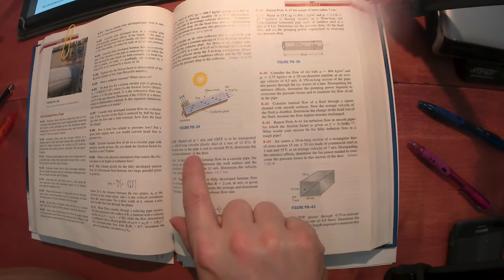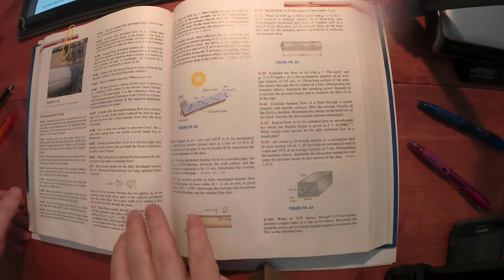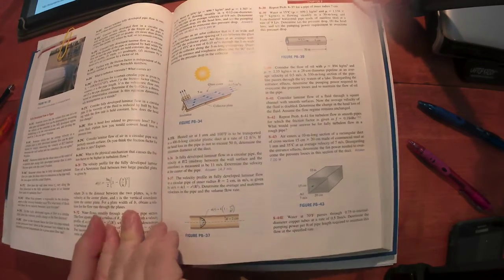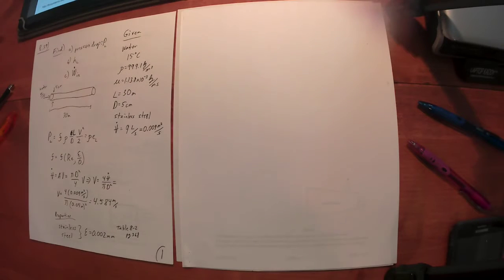So whenever they tell you to determine the diameter, that's almost guaranteed to be an iterative problem. It's going to be a guess and check problem.